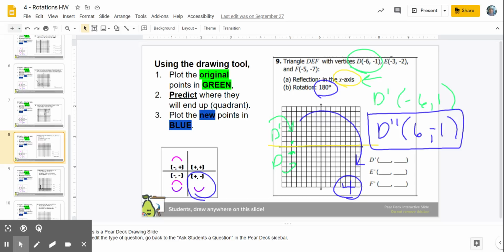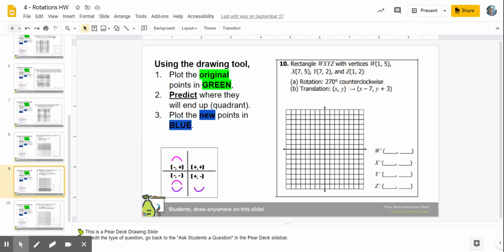And this is kind of where you got to pull together all of your rules we've learned. What point do we want to do? W, X, Y, or Z? Pick a letter, any letter. Let's do Y. Oh, I need a color. Okay, so we're going to start at 7, 2. 1, 2, 3, 4, 5, 6, 7, 1, 2. That's Y. So Y, where we start, is 7, 2.